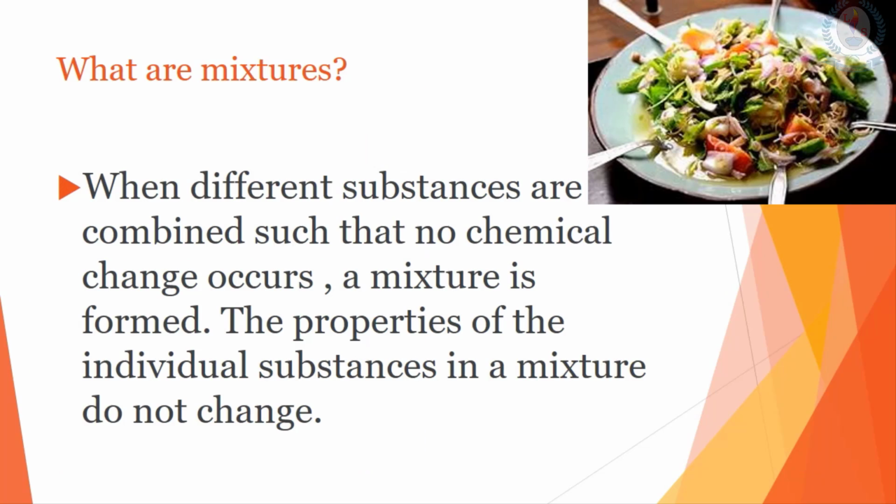So what is a mixture? So you know there are various types of mixtures. When different substances are combined such that no chemical change occurs, a mixture is formed. The properties of the individual substances in a mixture do not change. So here in this picture you can see a salad. This salad is a mixture of vegetables, cheese cubes, olives and onions.